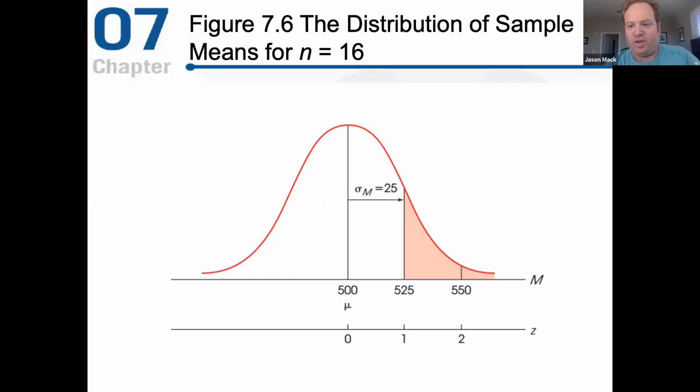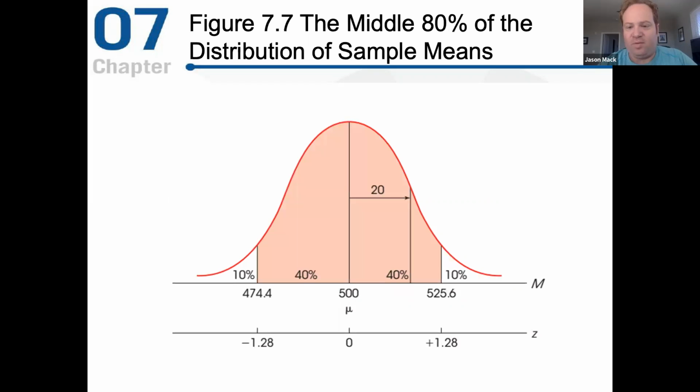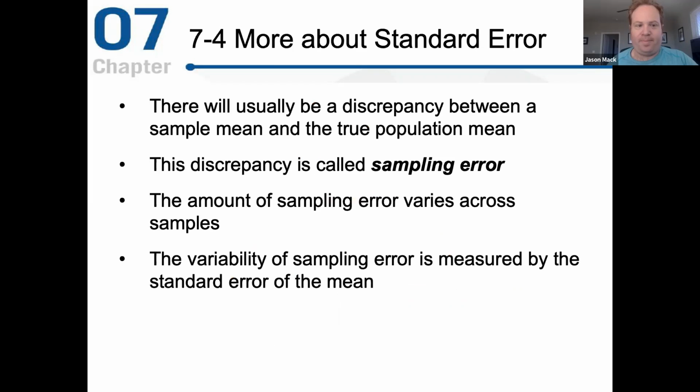This is the distribution of sample means for n equals 16. Samples were selected from a normal distribution with a mean of 500 and a standard deviation of 100. Figure 7.7, the middle 80% of the distribution of sample means for n equals 25. Samples were selected from a normal population with a mean of 500 and a standard deviation of 100.